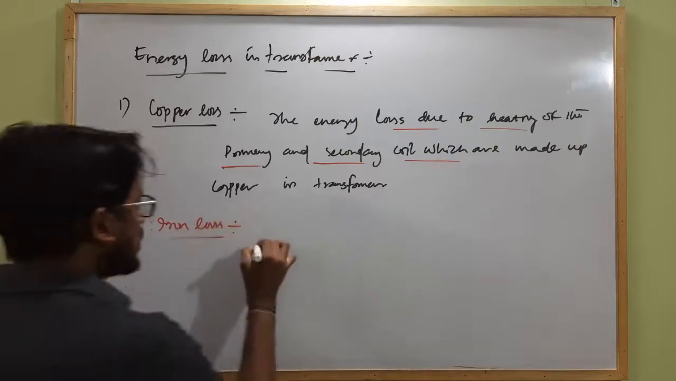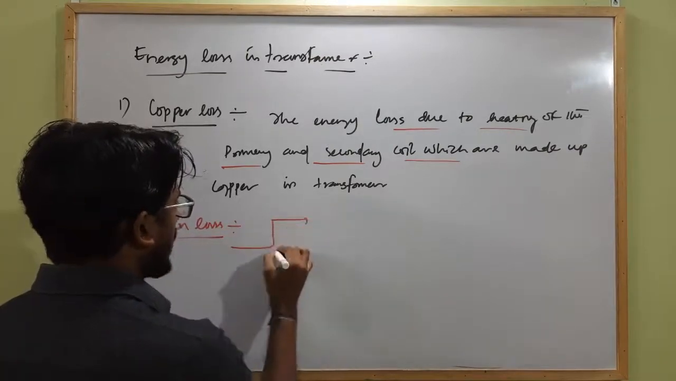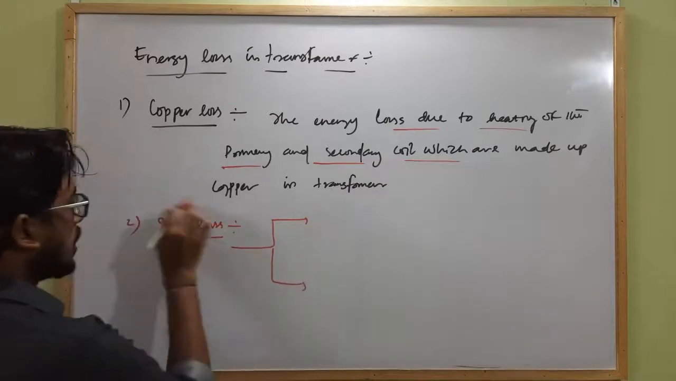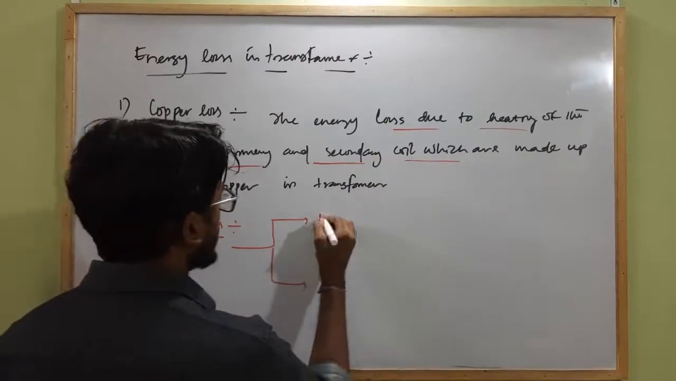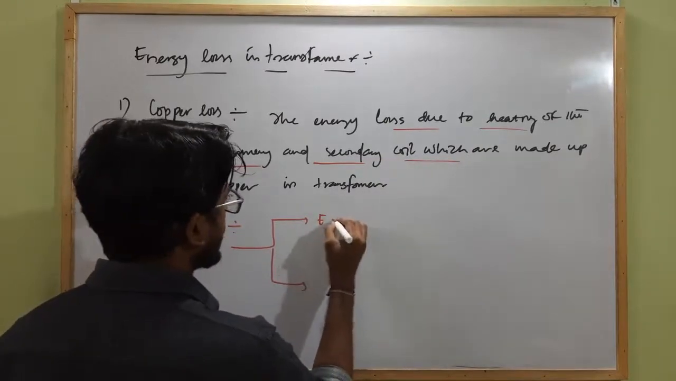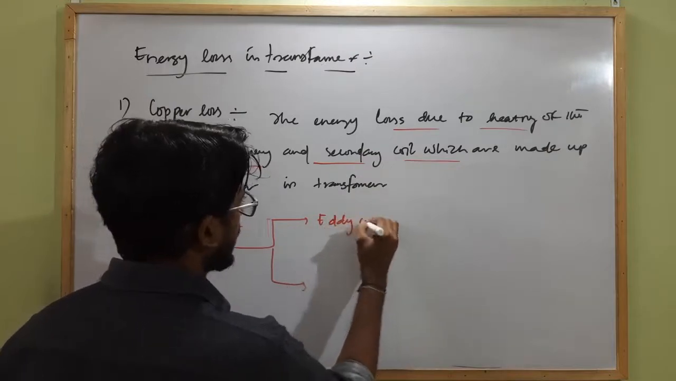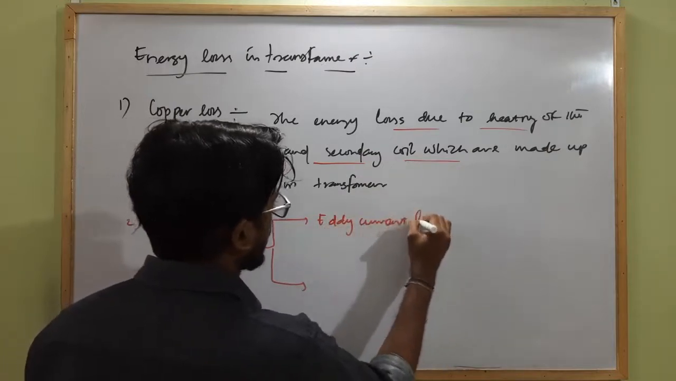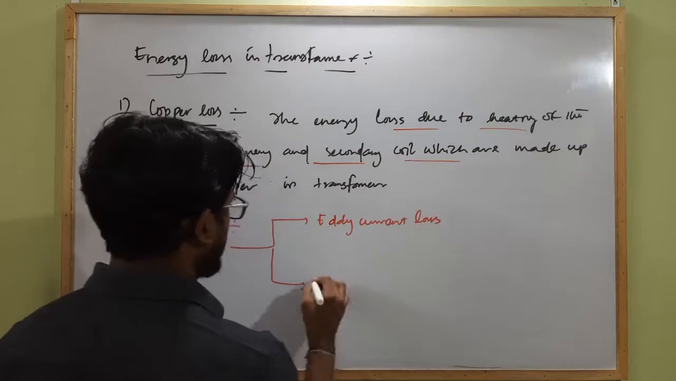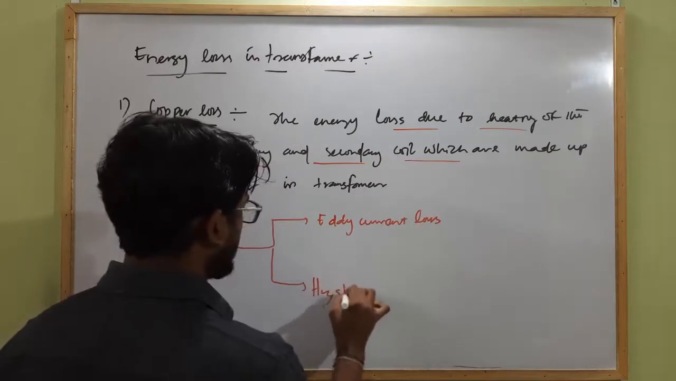So iron loss is again divided into two parts. The energy loss which is known as iron loss is divided into two parts. One is eddy current loss and the other one is hysteresis loss.